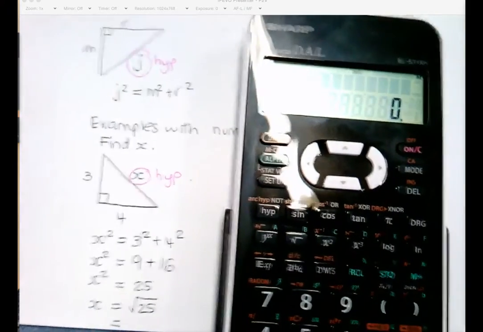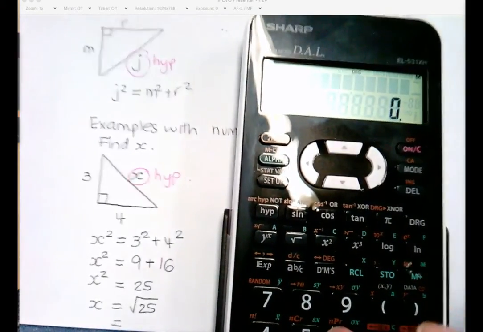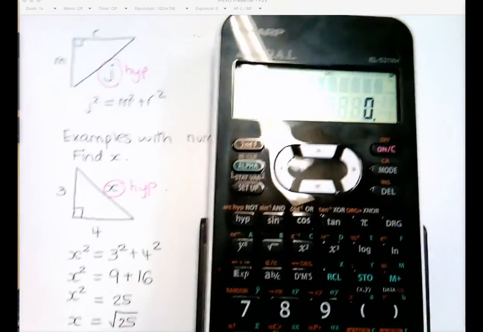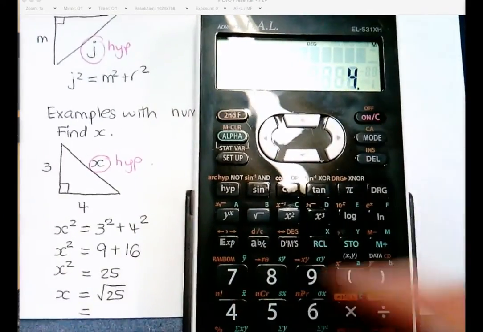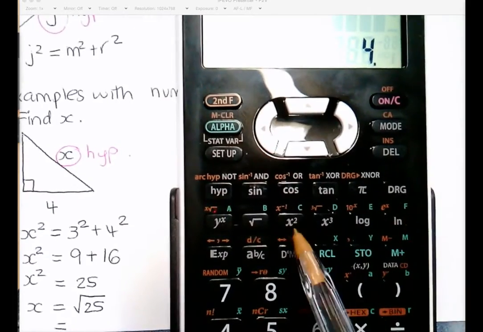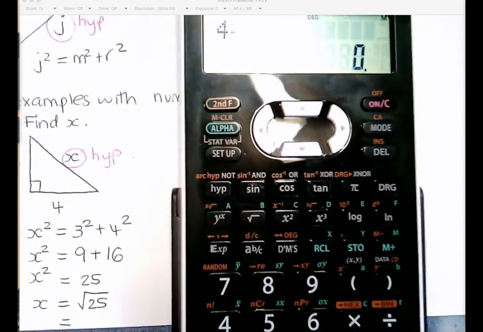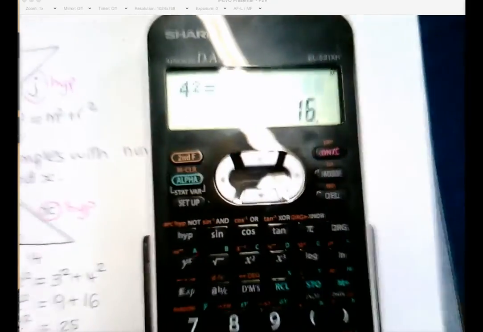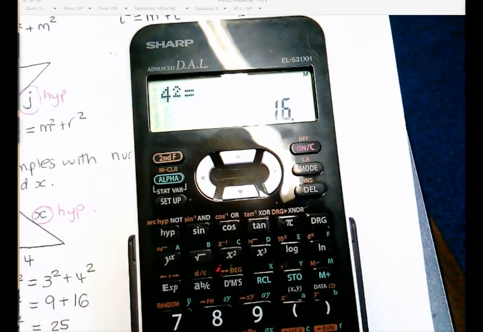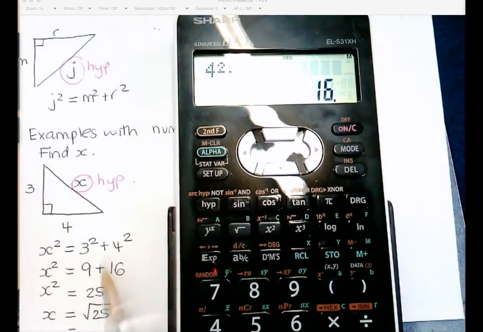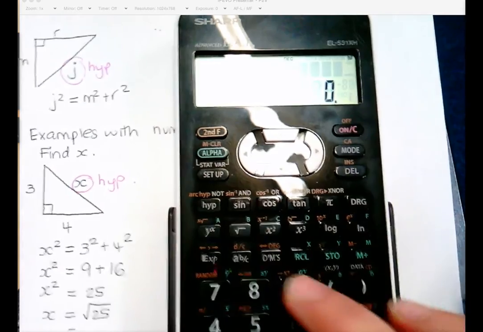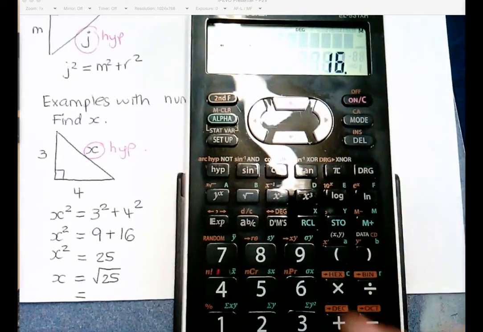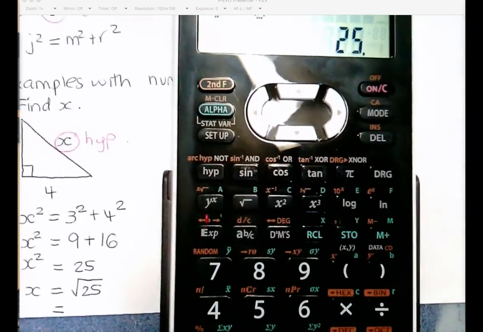You can actually do the 3 squared plus 4 squared in one go. If you want to do 4 squared on your calculator, you press 4 and then the x squared button, and on your screen it'll say 4 squared. I know this is looking really blurry. Press equals and you get 16. So 3 squared is 9, 4 squared is 16. Then you can do 9 plus 16 is 25.